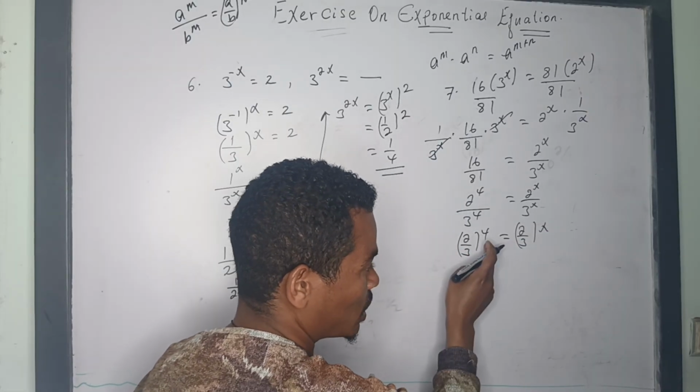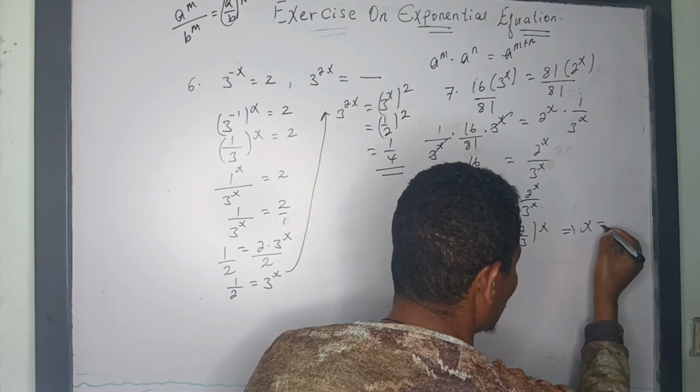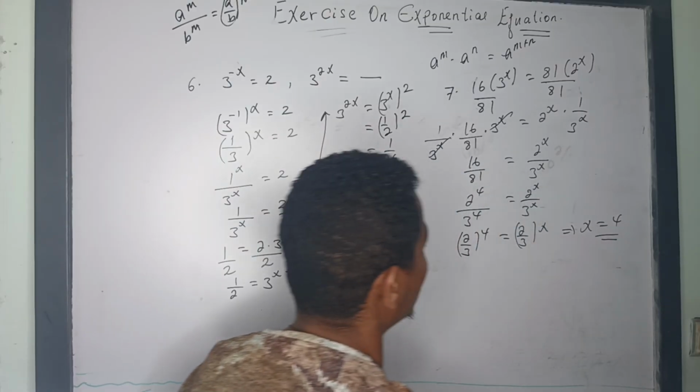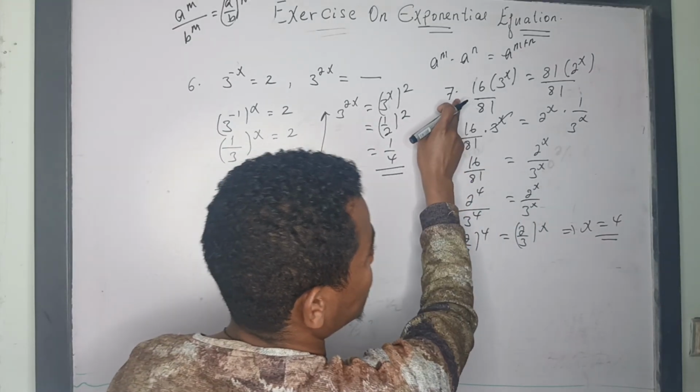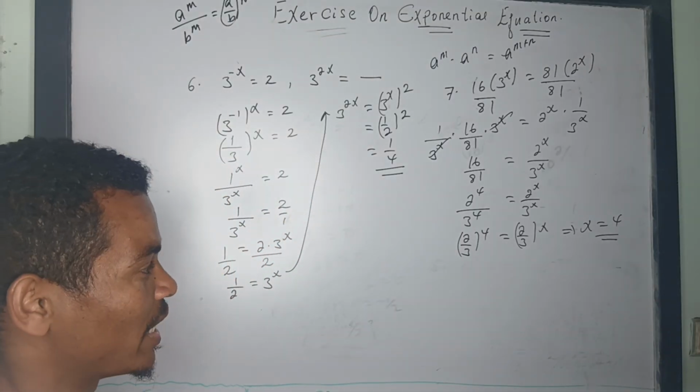2 over 3 to the power of 4 is equal to 2 over 3 to the power of x if and only if x is equal to 4. So when the value of x is equal to 4, 16 times 3 the power of x is equal to 81 times 2 the power of x.